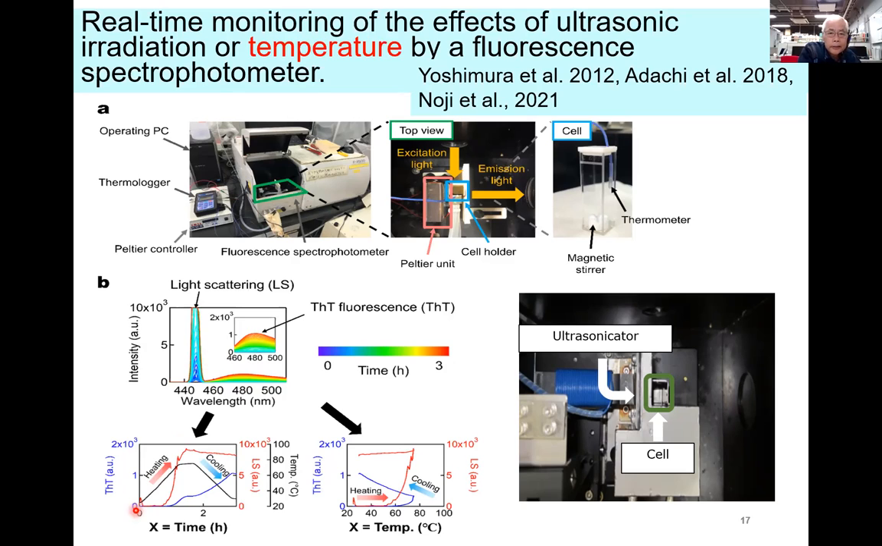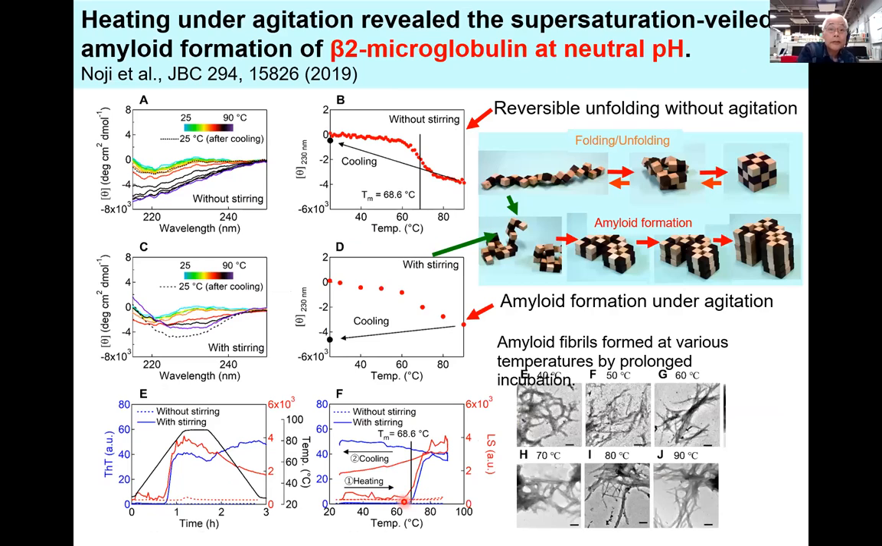So in the case of the temperature scan, we increase the temperature, and after a certain temperature, we cool down. The time axis is changed to the temperature axis. And then we see amyloid formation at high temperature for some proteins, as shown below. This is the case of beta-2-microglobulin.